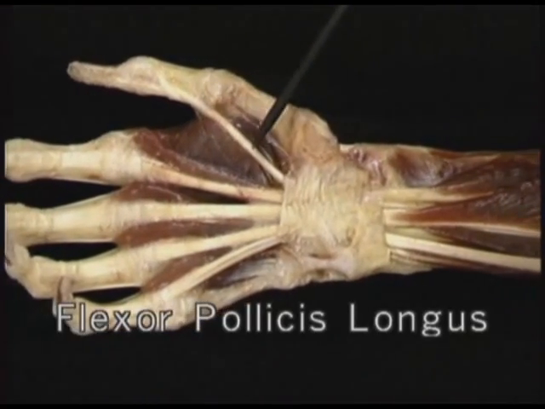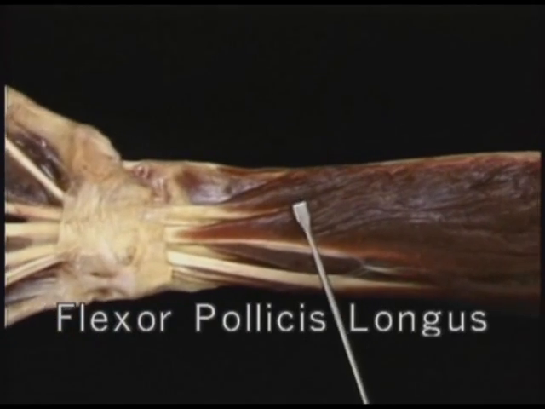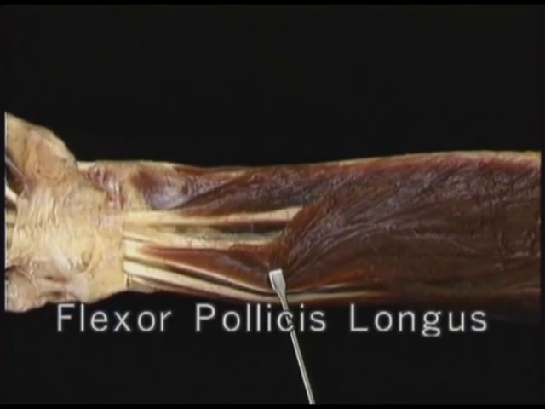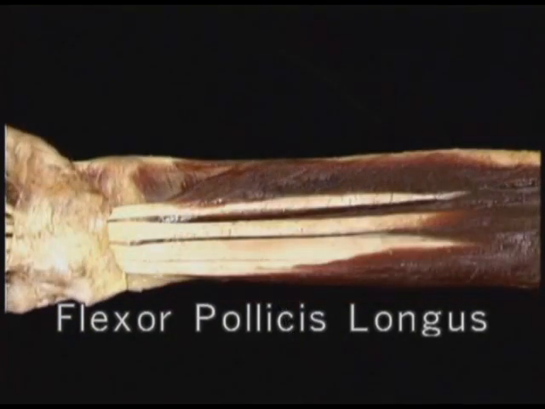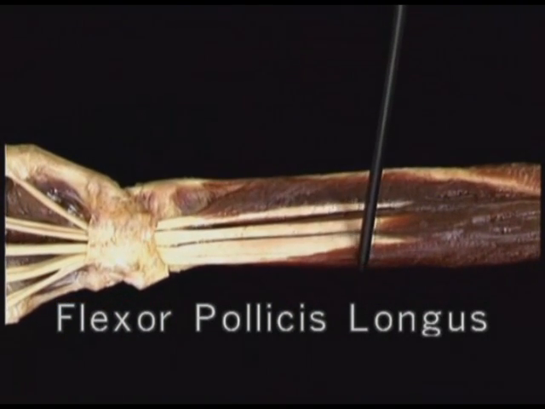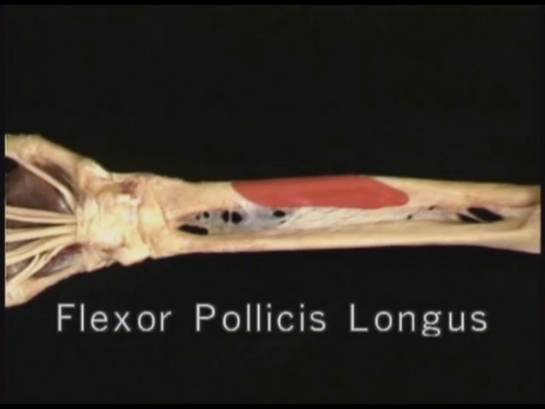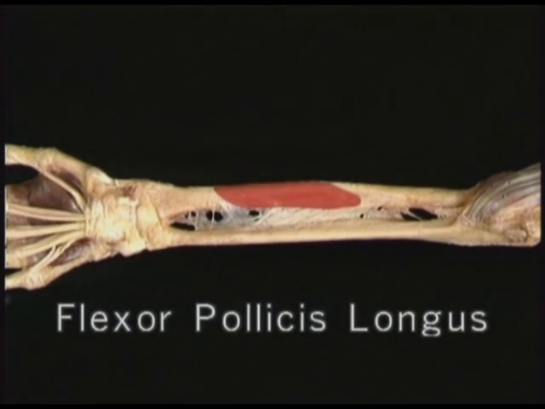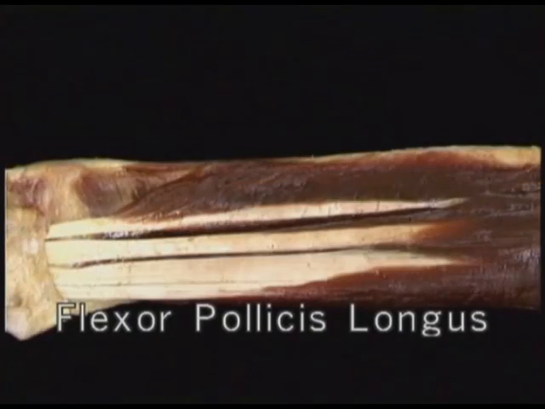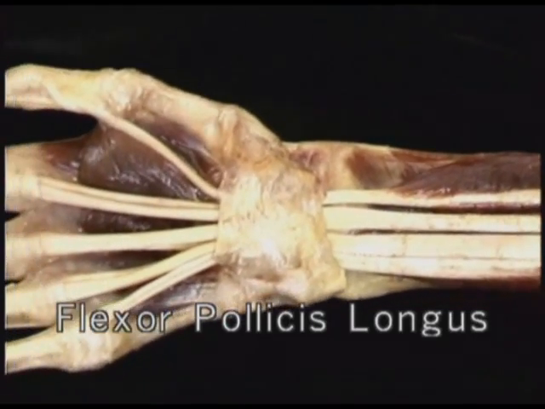The long flexor, flexor pollicis longus, lies deep in the forearm. We'll remove flexor digitorum superficialis to see it. Here's flexor pollicis longus, lying alongside flexor digitorum profundus. It arises from the anterior surface of the radius and from the interosseous membrane. Its tendon passes through the carpal tunnel with the finger flexors.